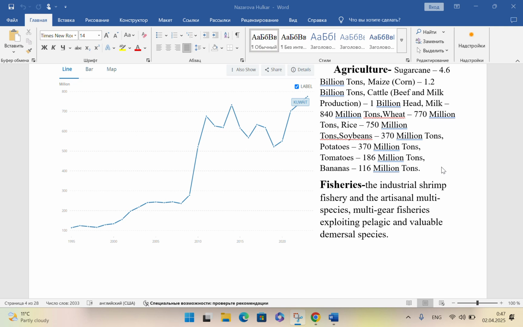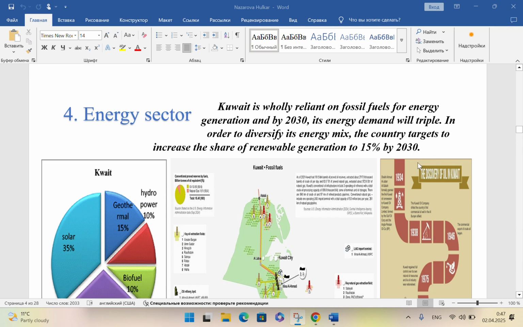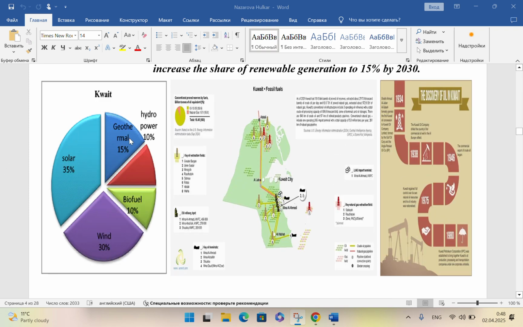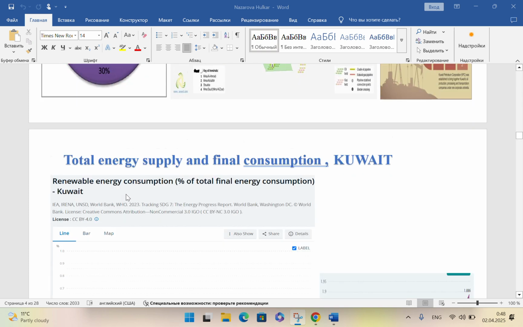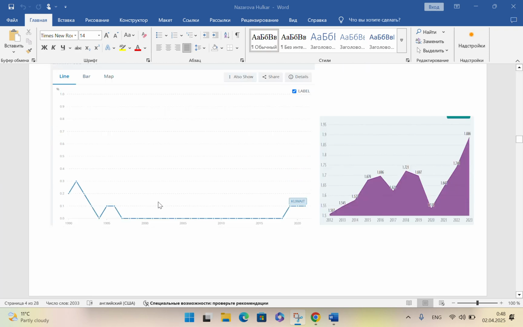multi-species and multi-gear fisheries exploiting pelagic and valuable demersal species. And the energy sector. Kuwait is wholly reliant on fossil fuels for energy generation, and by 2030 its energy demand will triple. In order to diversify its energy mix, the country targeted to increase the share of renewable generation to 50% by 2030. As you can see, hydropower is 10%, geothermal 15%, solar 35%, wind 30%, biofuels 10%. The total energy supply and the final consumption are quite low. Renewable energy consumption as a percent of total final energy consumption in Kuwait is like this. As you see, there are also lower percentages.